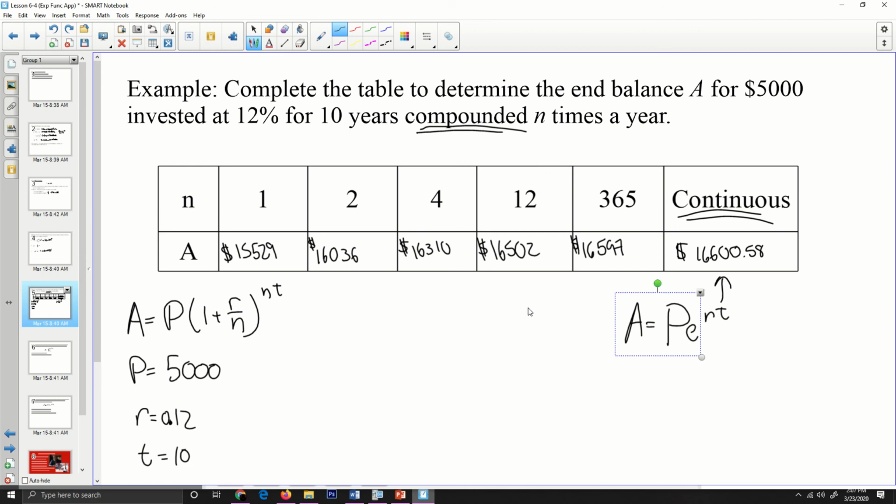16,658. Now here's the crazy thing. Notice that even over 10 years, compounding one time a year to continuously, forever, every instant at every moment, only increases the amount that we've gained over 10 years by $1,100. So compounding more than 365 really doesn't actually give you a ton of change.